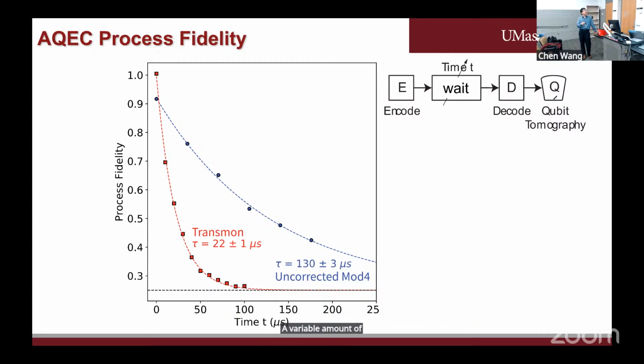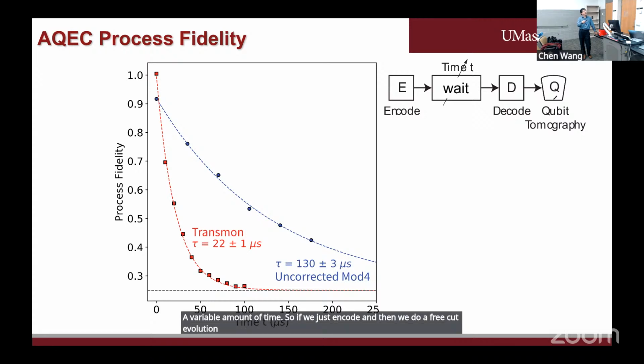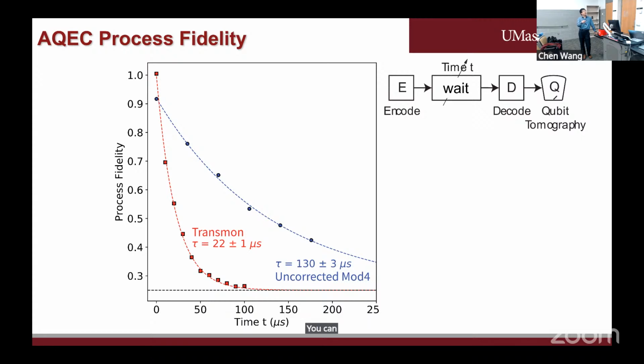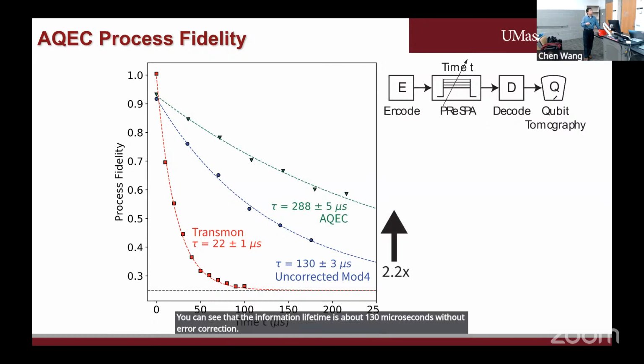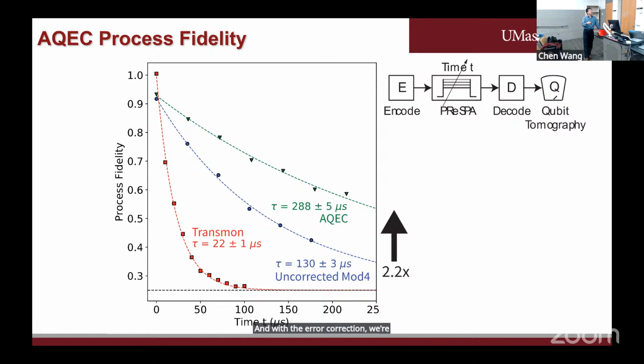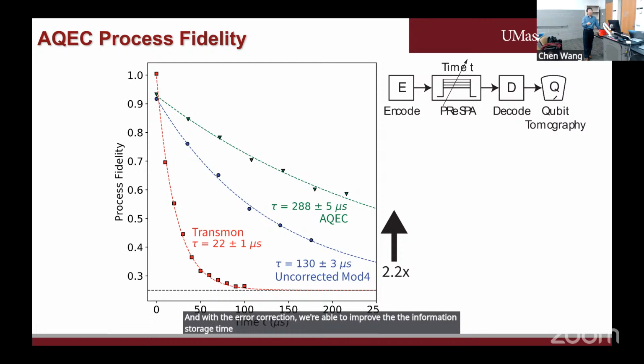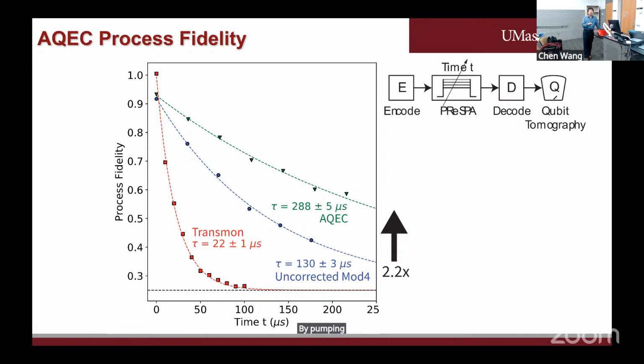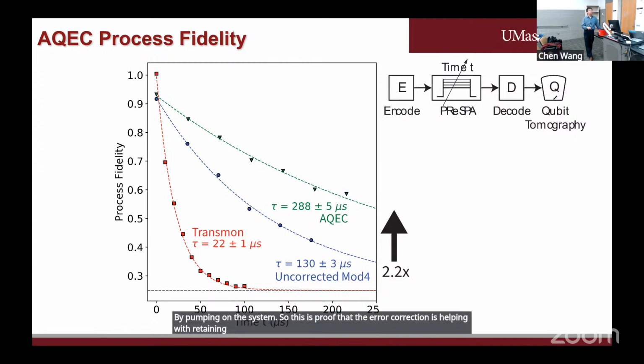So if we just encode and then do a free cat evolution and decode, you can see that the information lifetime is about 130 microseconds without error correction. And with the error correction, we're able to improve the information storage time by about 2-fold by pumping on the system. So this is proof that the error correction is helping with retaining information in this cat code.